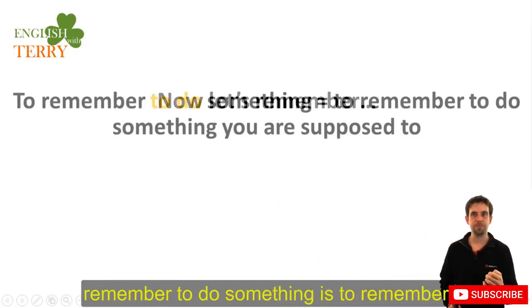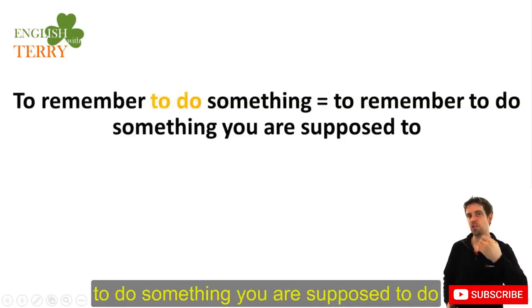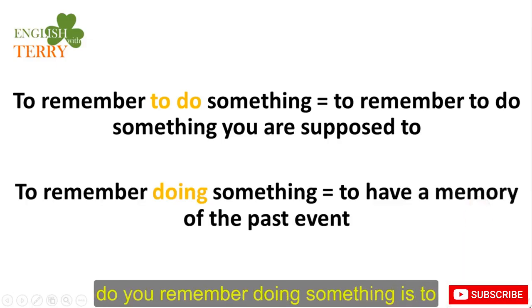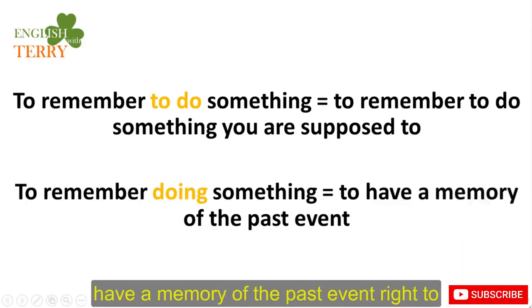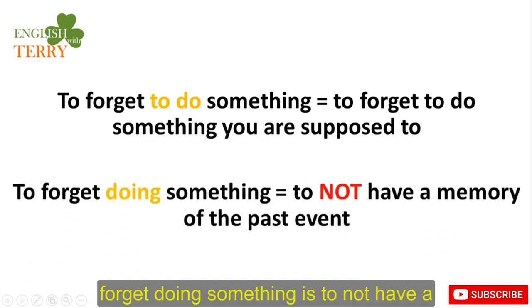Now let's review. To remember to do something is to remember to do something you are supposed to do. To remember doing something is to have a memory of the past event, right? To forget to do something is to forget to do something you're supposed to. To forget doing something is to not have a memory of the past event.